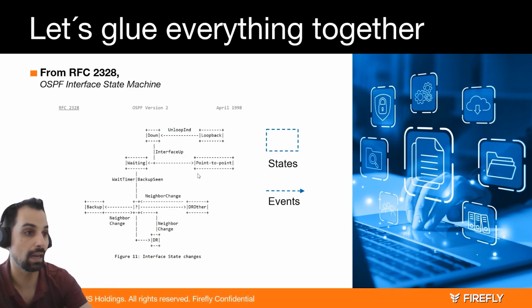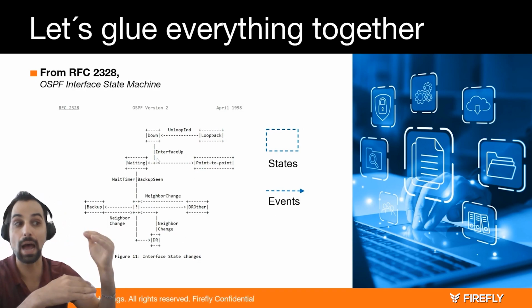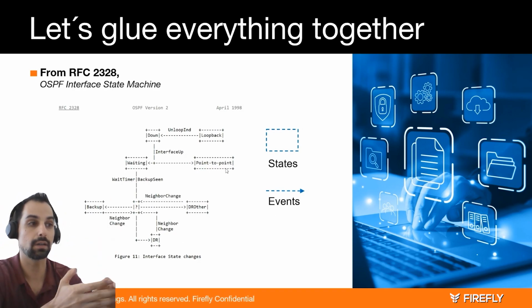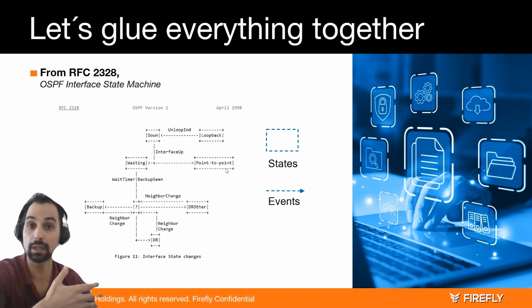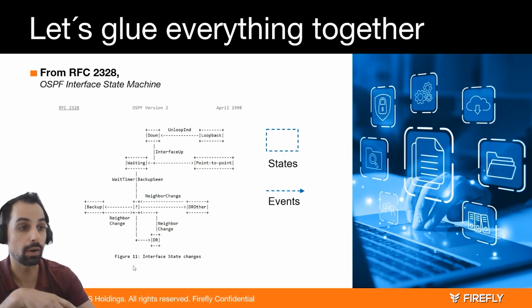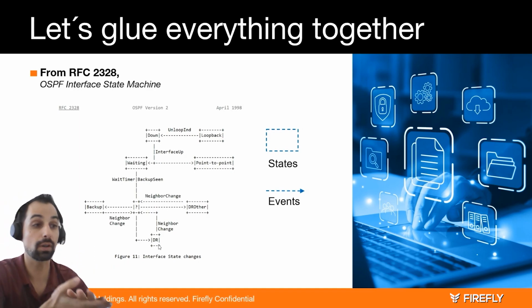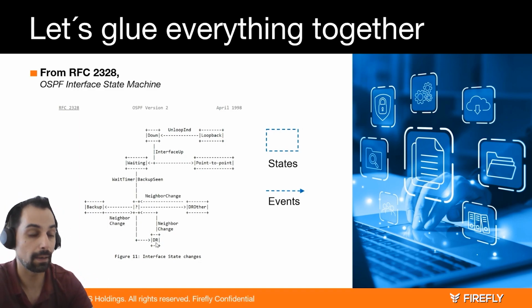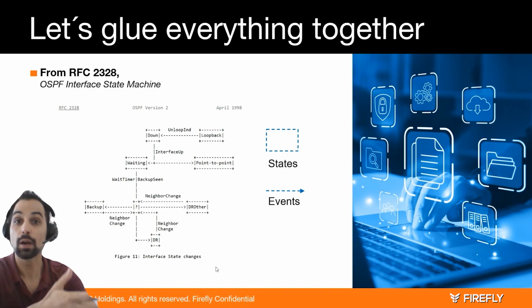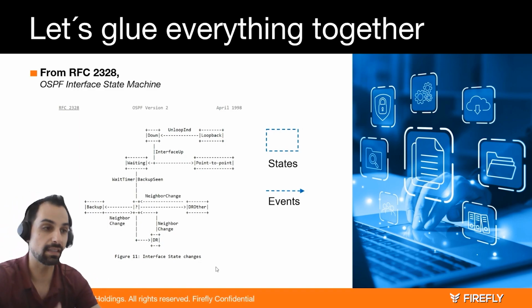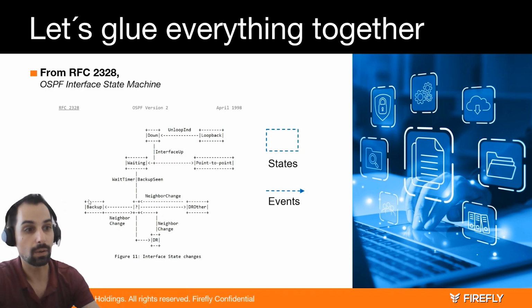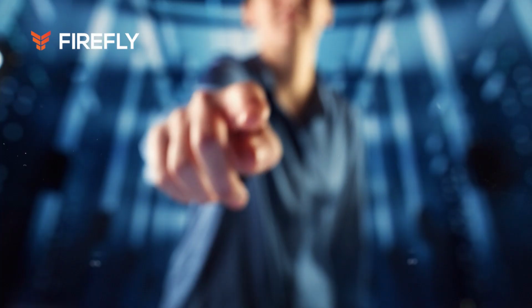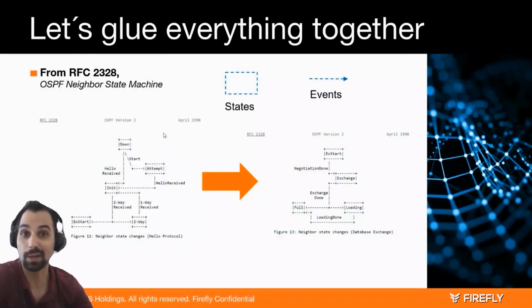For instance, when the interface goes up, it could be a point-to-point interface, or it could be a broadcast or a non-broadcast multi-access interface, which could go to different states, either DR, BDR, or DR Other. And guess what we have here?